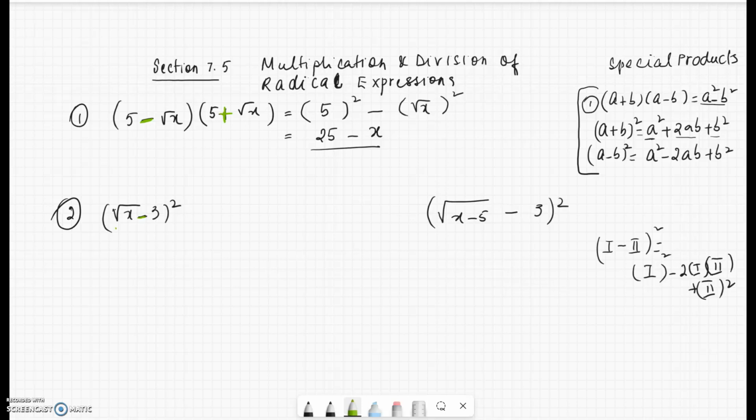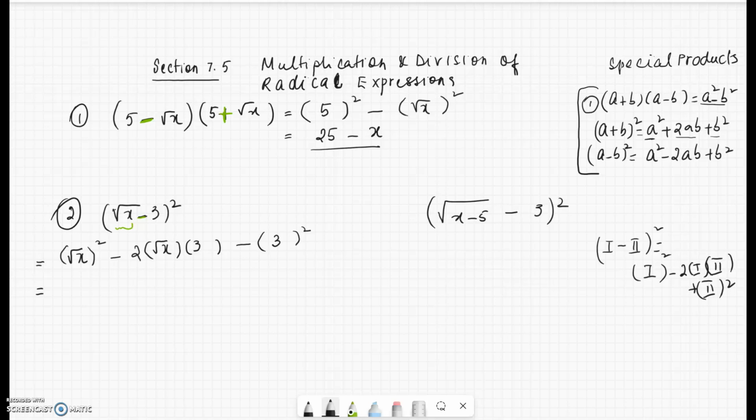So this is my first term. I square the first term, minus twice the product of the two terms, minus square the second term. So I don't have to do the multiplication the long way, because this formula gives me the final answer. It's kind of like a shortcut. So I take the first term, square it, minus twice the product of the two terms, minus square the second term.